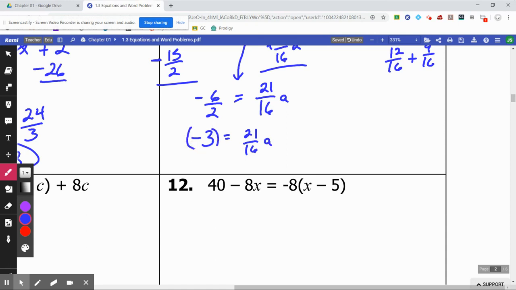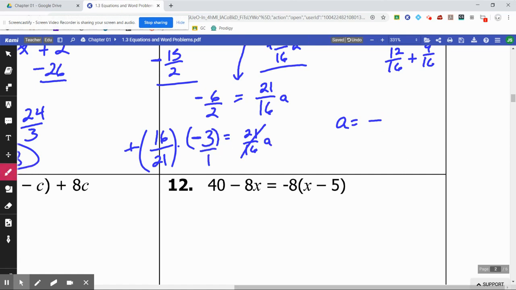Now, to get rid of 21/16, since it's being multiplied, we're going to divide, which is the same thing as multiplying by the reciprocal. So we're going to multiply the other side by 16 over 21. And that will give us A is equal to... a positive times a negative is a negative. Let's do some cross canceling. Let me change color so we can see it better.